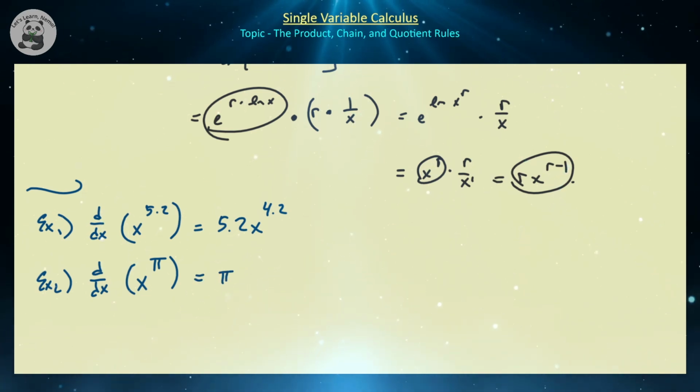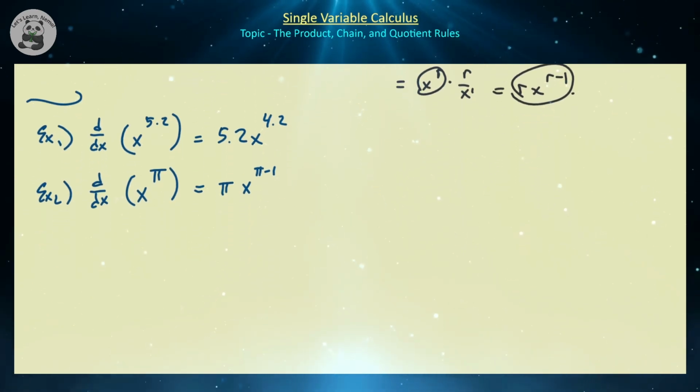So that's going to be equal to pi times x to the pi minus 1. Now you might not like that pi minus 1 on top, but it is just a constant, so do not give it any extra attention more than it deserves.